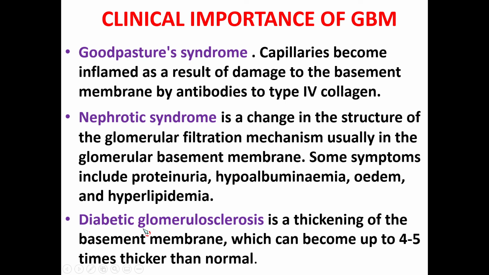Then the diabetic glomerulosclerosis. Sclerosis means hardening. Glomerulosclerosis is the thickening of the basement membrane, which can become up to 4 to 5 times thicker than normal. This is what happens in diabetes. When we see diabetes in relation to the kidney, how diabetes is leading to renal failure, then we will see all these things.